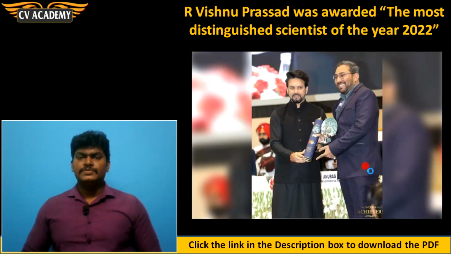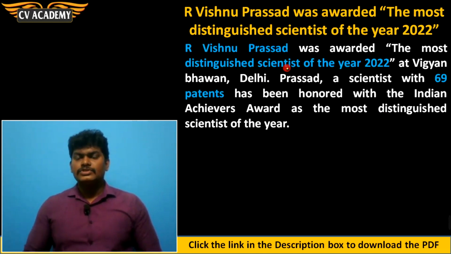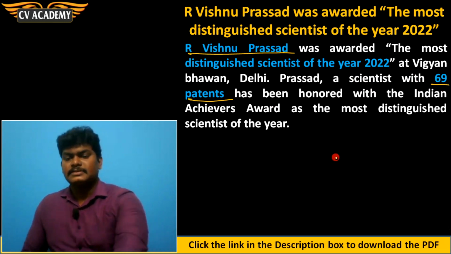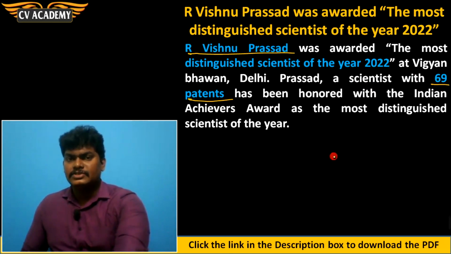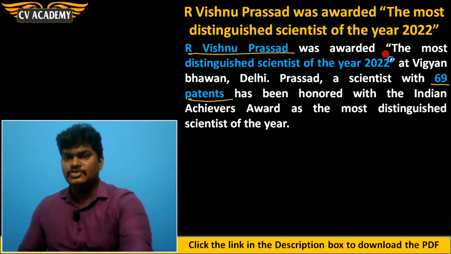Then 14th news. R. Vishnu Prasad was awarded the most distinguished scientist of the year 2022. Yes, for the year 2022, the award is given to R. Vishnu Prasad. Actually, he had got 69 patents, right? For 69 patents, he is chosen for the distinguished scientist of the year 2022 award. He is Vishnu Prasad.